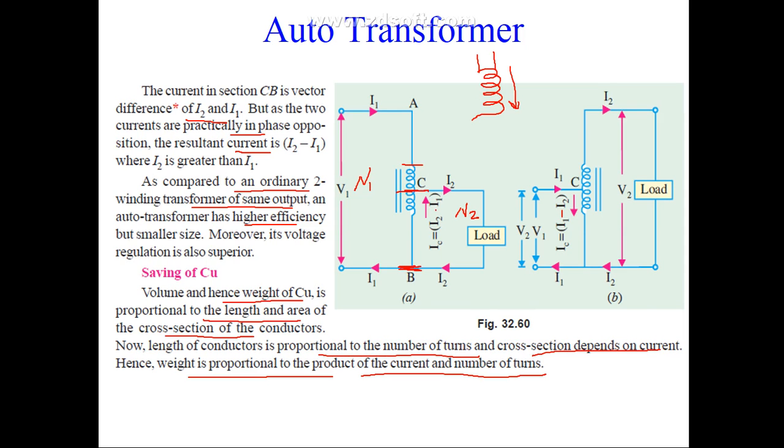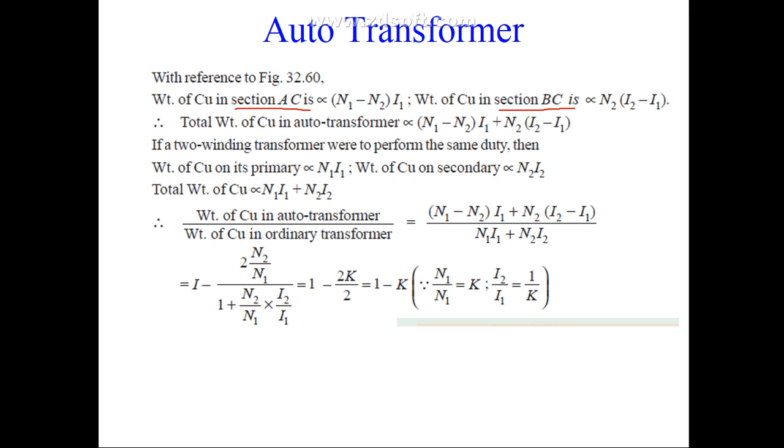Current is I2 minus I1 and number of turns is N2. So it is N2 into (I2 minus I1). So total weight of copper in the auto transformer, we can add this to AC plus BC. So it will be (N1 minus N2) I1 plus N2 into (I2 minus I1). So you can add these two, and you will get the total weight of copper in the auto transformer.